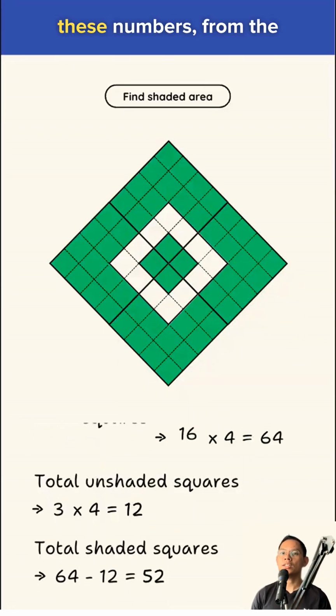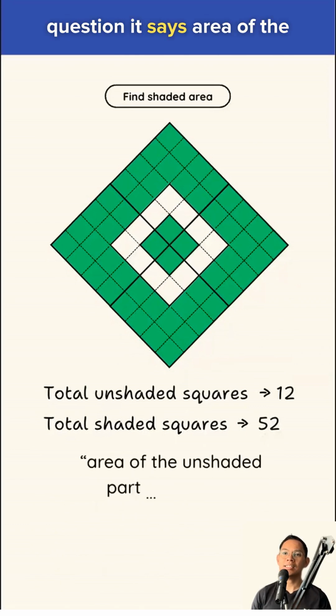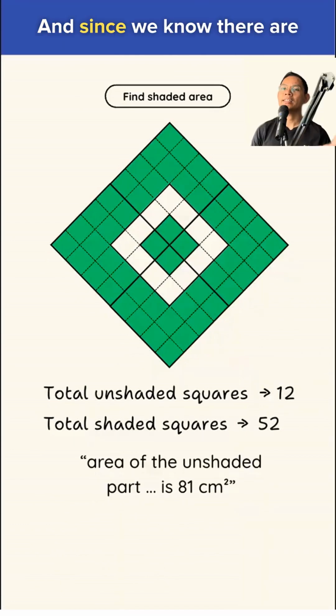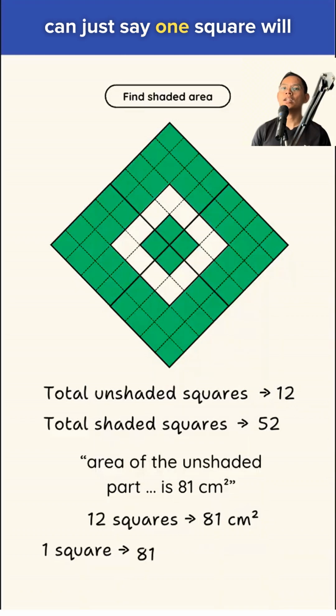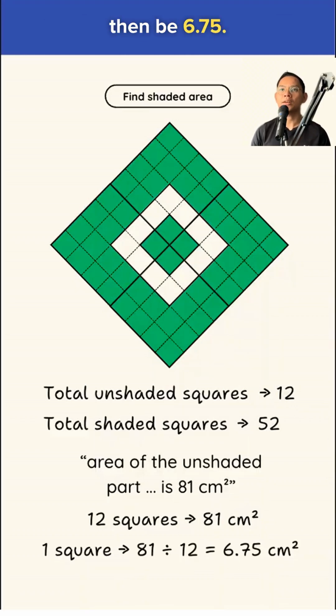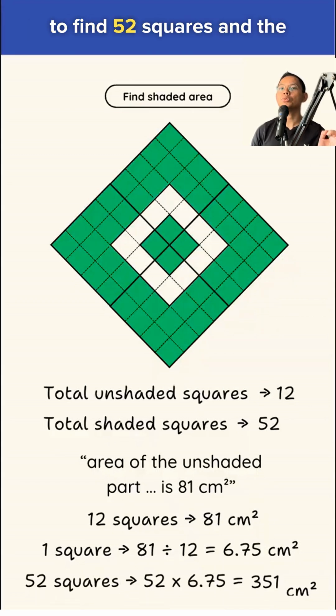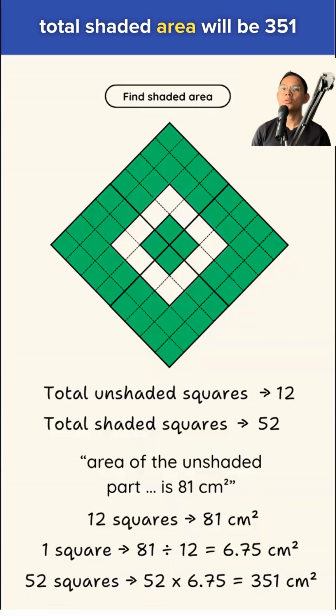Then, since we know all of these numbers, from the question it says the area of the unshaded part is 81 centimeters square. Since there are 12 unshaded squares, one square will be 6.75. Since we want to find the shaded area, we want to find 52 squares, and the total shaded area will be 351 centimeters square.